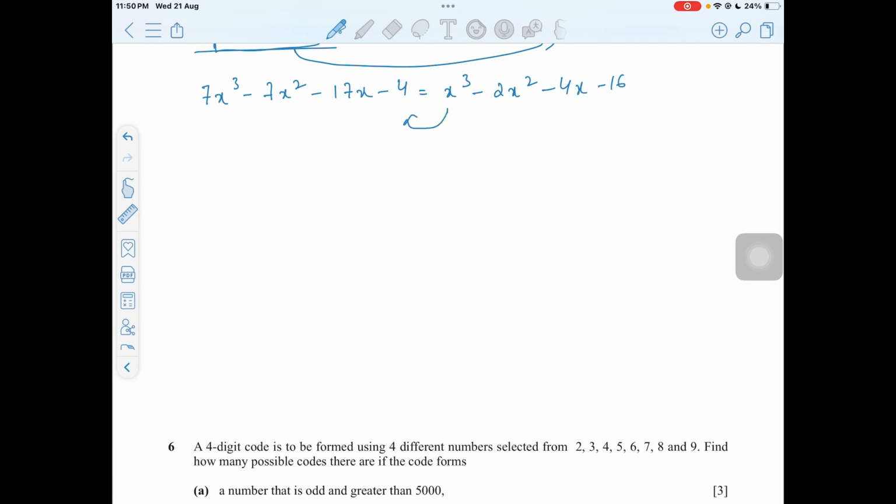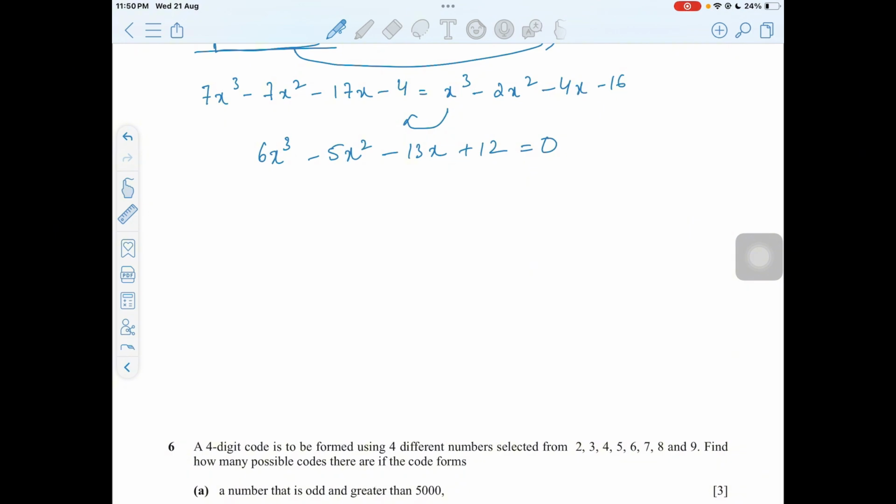Let's just take everything on the left hand side. So this would be 6x cubed. This x cubed would be subtracted from 7x cubed. This 2x squared would be added in negative 7x squared, so this would be negative 5x squared. And this negative 4x would be added in, this would be positive 4x in negative 17x, so this would be negative 13x. And solving this, this would be positive 12.